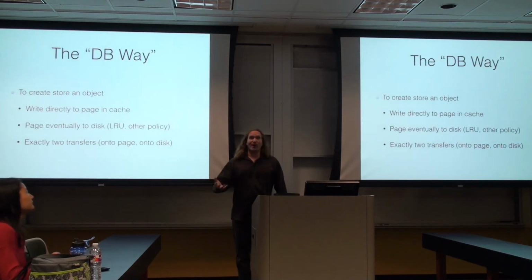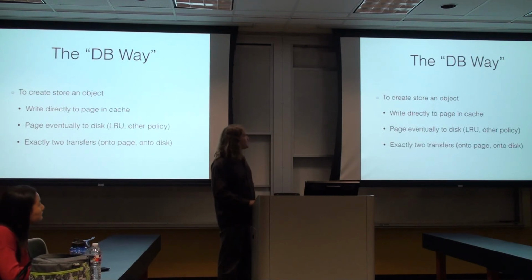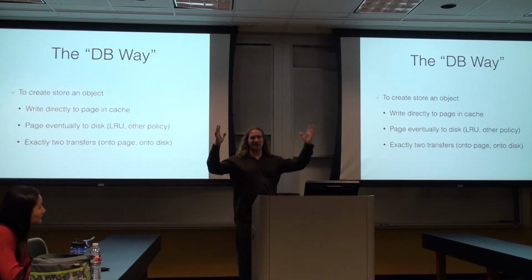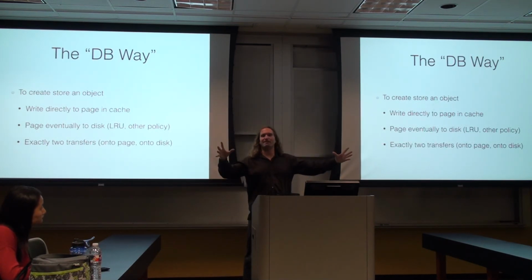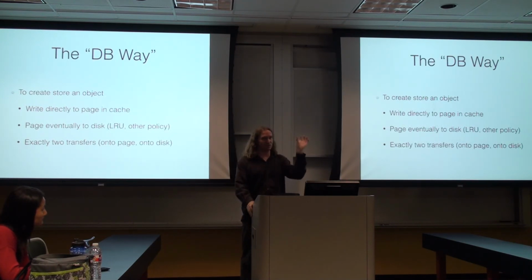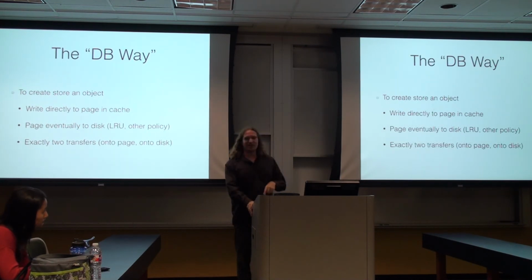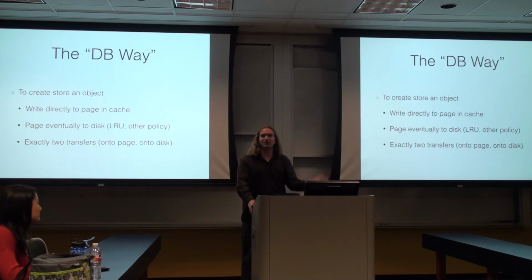So the database way of dealing with this, to create and store an object, is that you have basically a page of RAM that's stored in the system buffer cache. And you take that object and write it there. There's no allocations, you just write the thing to that page. And then later on, this page will eventually get swapped out, maybe with an LRU or other replacement policy, and gets written back. So there's not the 4 copies or whatever. You wrote it to this page, and then eventually it goes to disk. That's all there is.